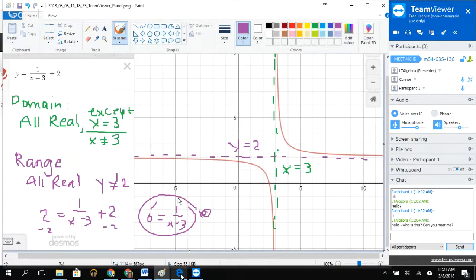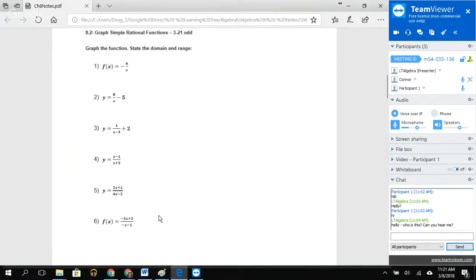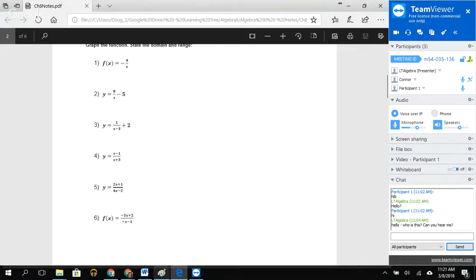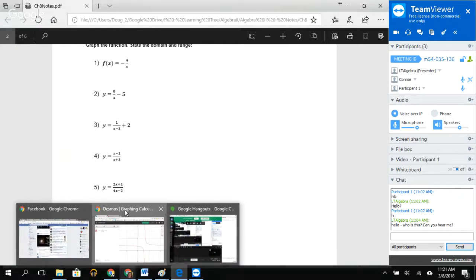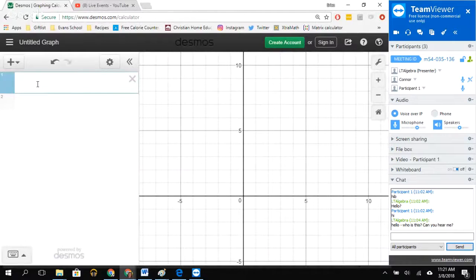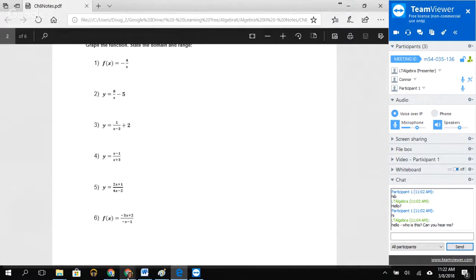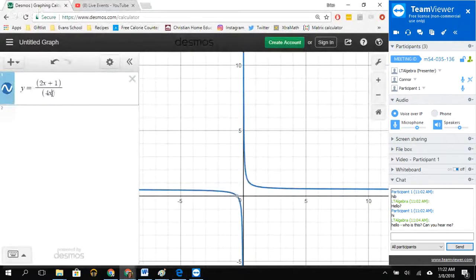Okay, so I think these are pretty straightforward. The last 3 are a little bit more complex. We'll just pick one of the 3. Let's do y equals 2x plus 1 over 4x minus 2. I don't think it'll let me just do that, so 2x plus 1 divided by 4x minus 2.